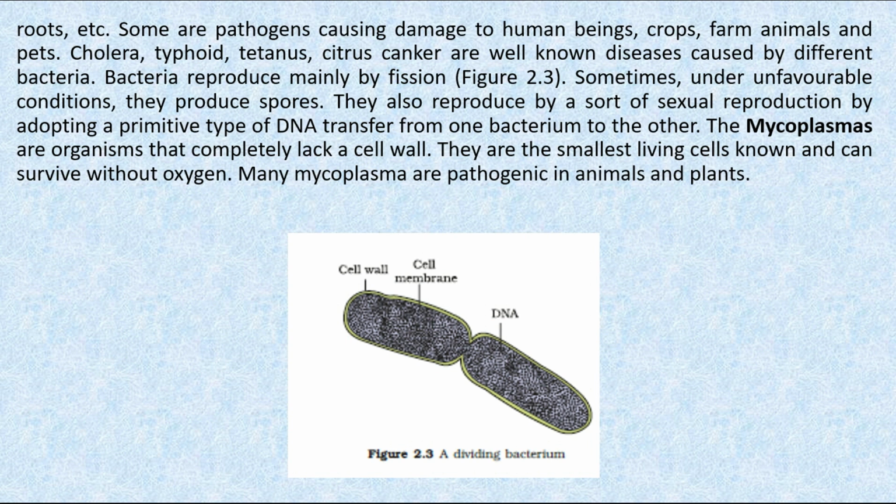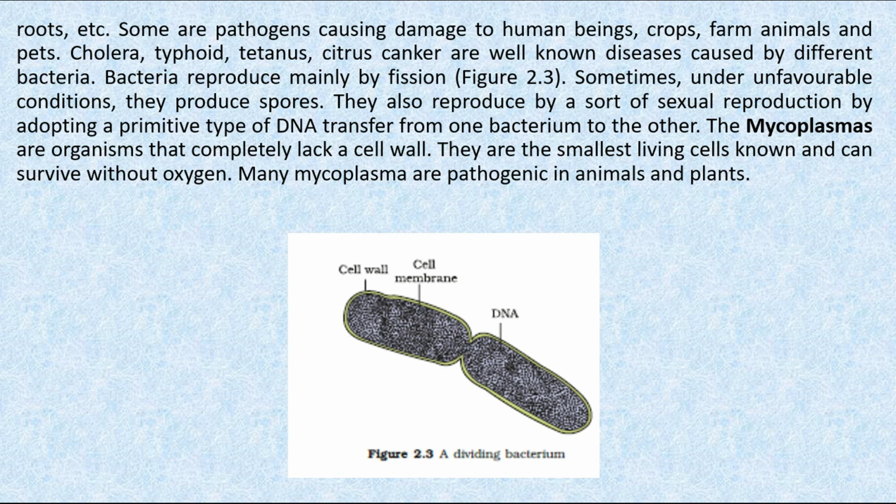Heterotrophic bacteria are the most abundant in nature. The majority are important decomposers. Many of them have a significant impact on human affairs. They are helpful in making curd from milk, production of antibiotics, fixing nitrogen in legume roots, etc. Some are pathogens causing damage to human beings, crops, farm animals, and pets. Cholera, typhoid, tetanus, citrus canker are well known diseases caused by different bacteria.